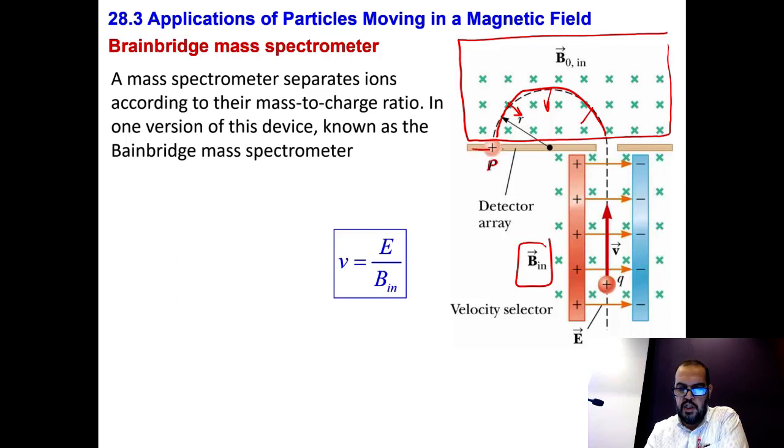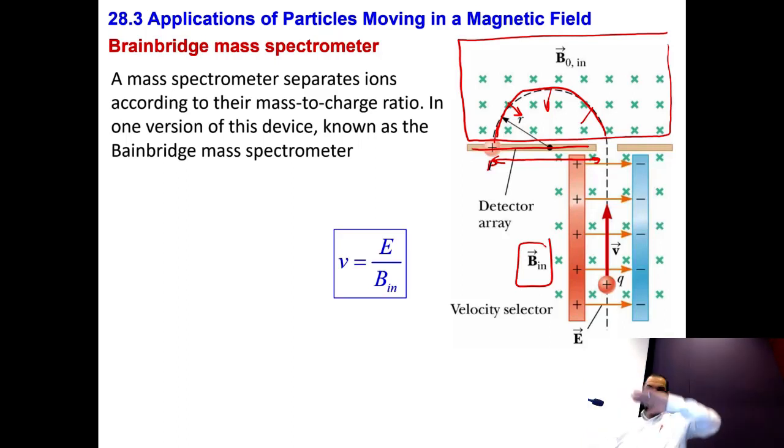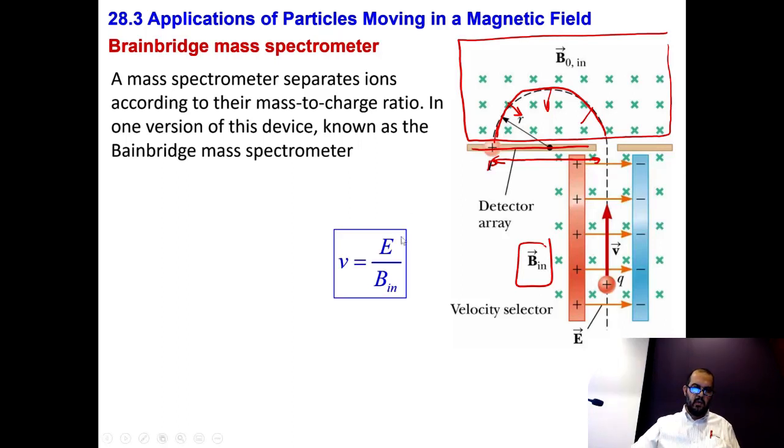Okay, and usually you have a fluorescent screen. So when it hits here, we can measure the distance and we can determine what is this distance x or 2r. By doing that, we can determine what is the mass of the ion. So let's look at the equations.